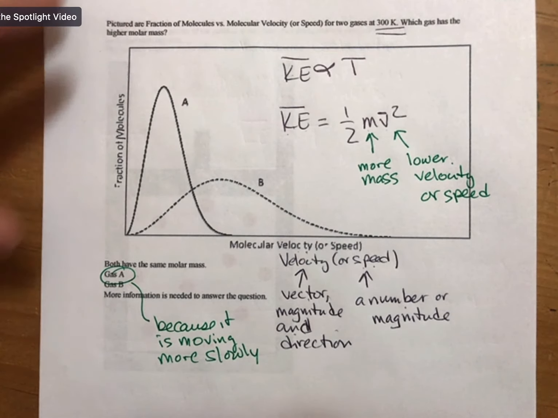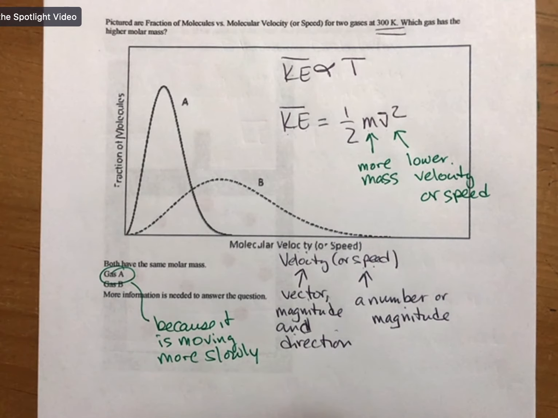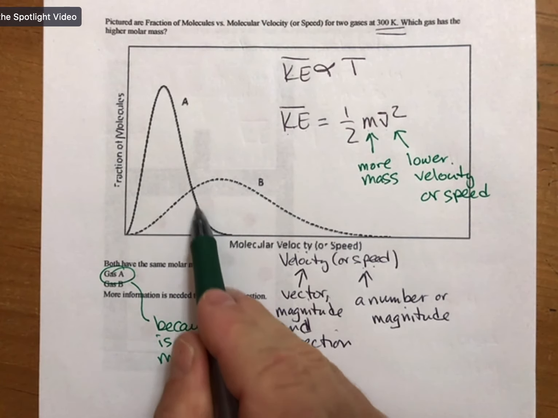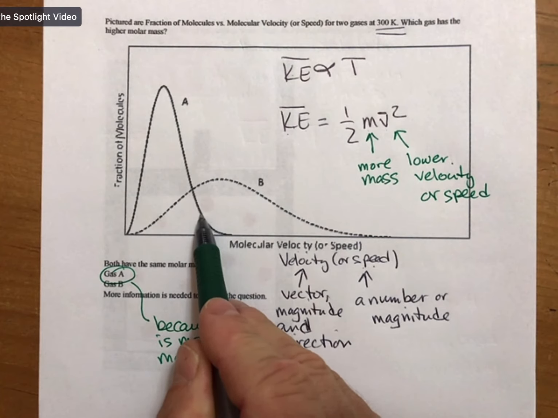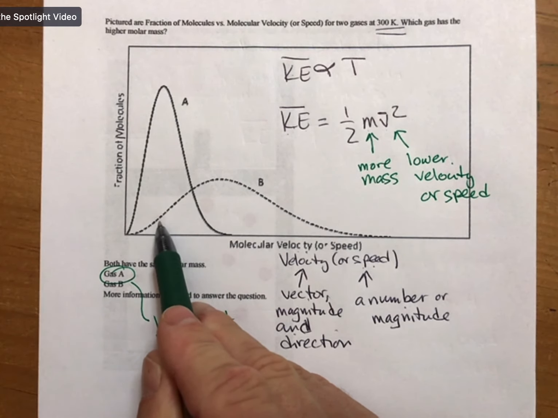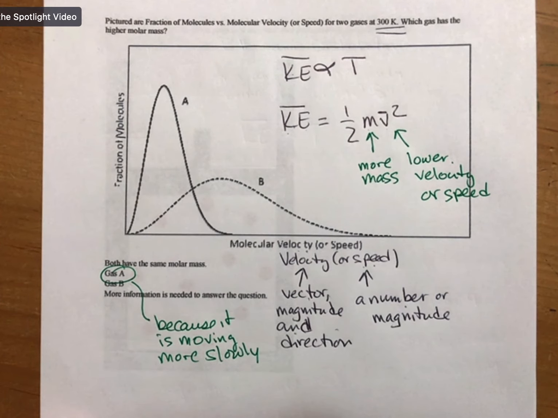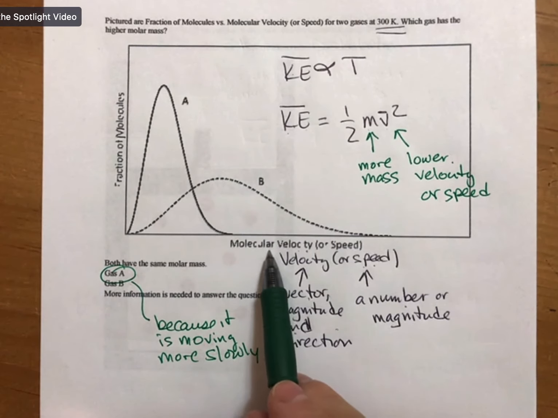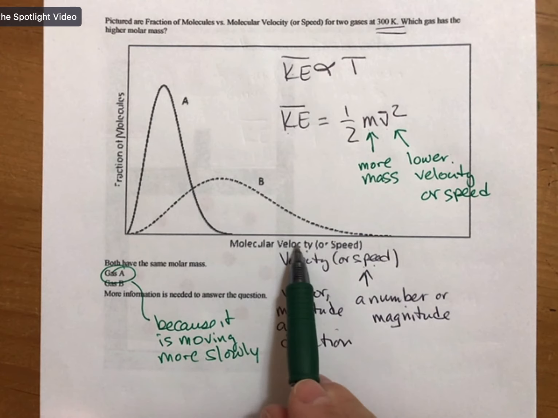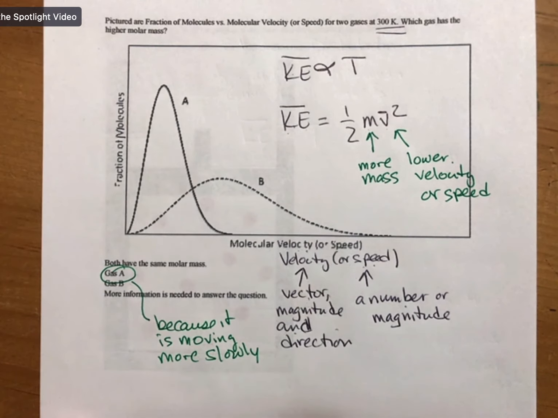And we could also add to that more slowly on average, because you can see some of the particles of A are moving faster than some of the particles of B. However, on average, B is moving faster. These are the two kinds of Boltzmann distributions that you will see. And so it's important to look at the x-axis. Is the x-axis velocity or speed of the molecules, or is the x-axis kinetic energy? Any questions about that? Okay.